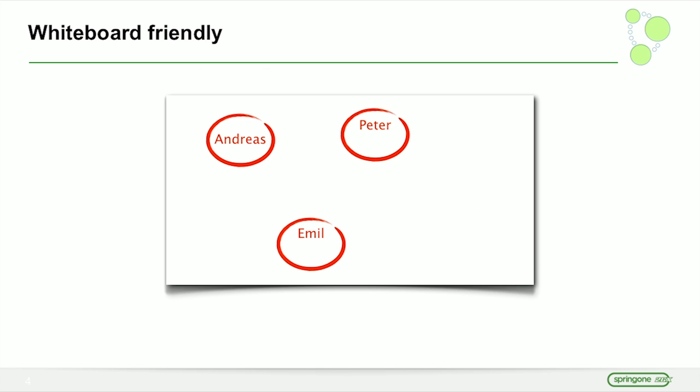Graph databases in general are also whiteboard friendly. So what you do is you just grab a colleague or someone who knows the domain, grab a whiteboard, get a coffee or a Coke or something like that, and start to draw your domain as you want to.